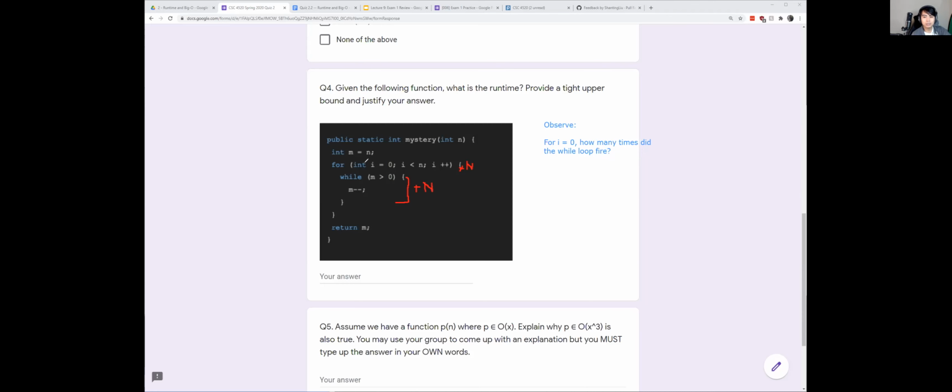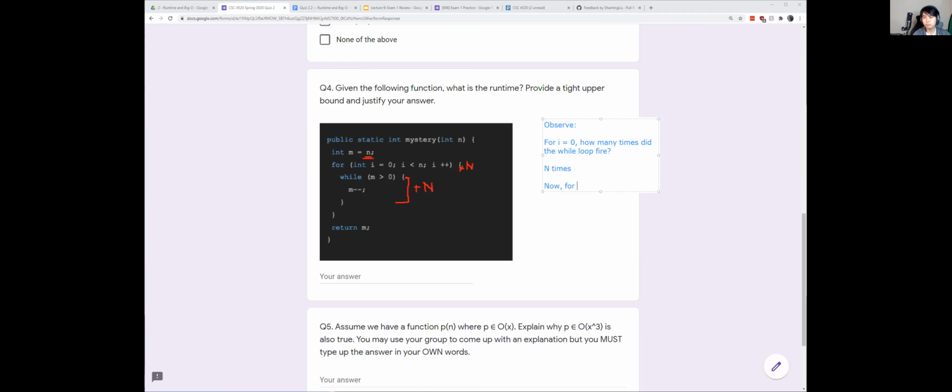What I'm asking, to be clear, is how many times does the while loop run for the first iteration of the for loop? For the first iteration of the for loop, the while loop is going to run as many times as there are n in the value, right? So if n is 10, then it'll run 10 times. If it's 100, it'll run 100 times. For i is equal to 0, the first iteration of the for loop on the outside, how many times did the while loop fire? n times.